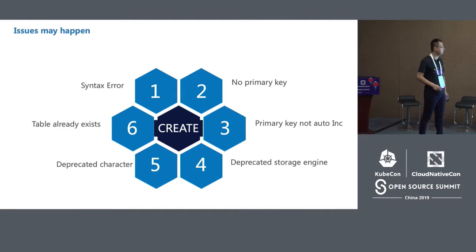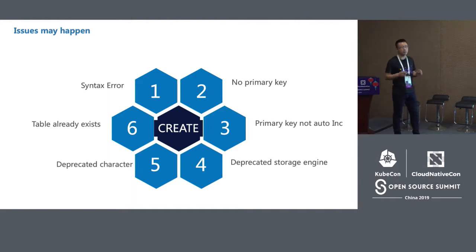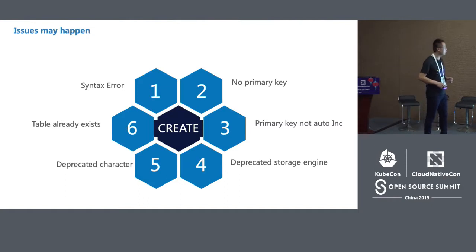Or maybe the primary key is not auto-incremented. We would recommend the auto-increment function. Or maybe there's some deprecated storage engine or deprecated characters. Or maybe they created a table and then created another one, but the table already exists and there's some data in it. So now they're using a drop sequence to delete it, but this is risky behavior. And there are even lower-level mistakes, like syntax errors. So these are common problems and unavoidable.